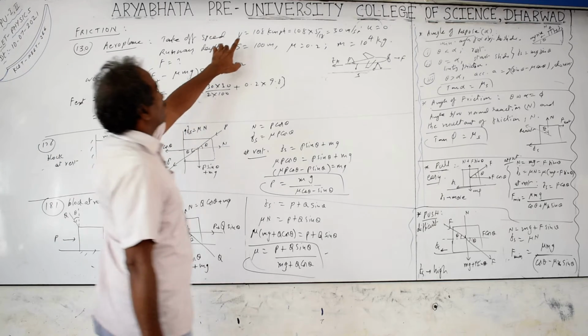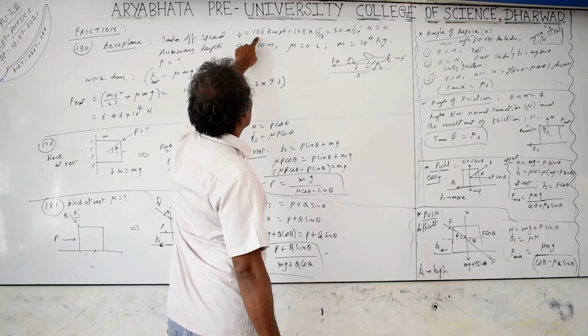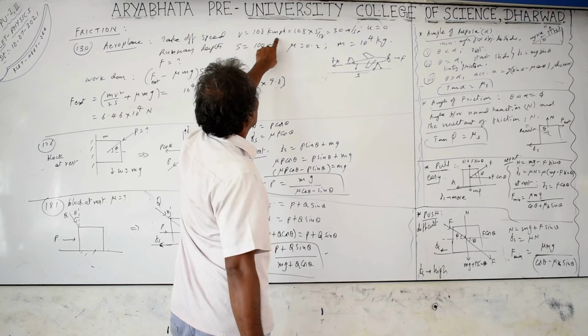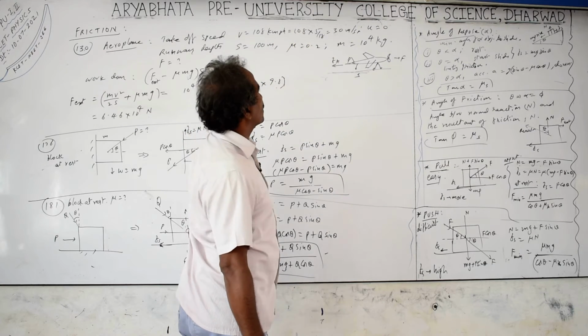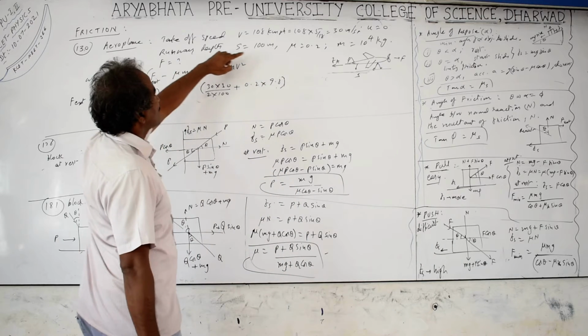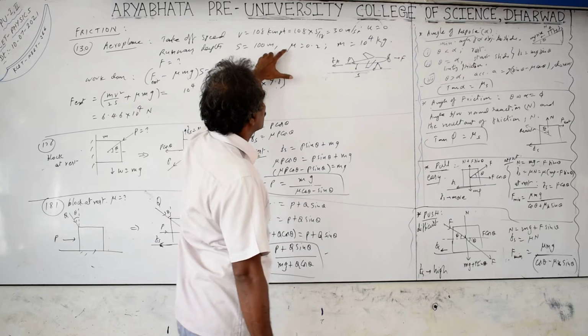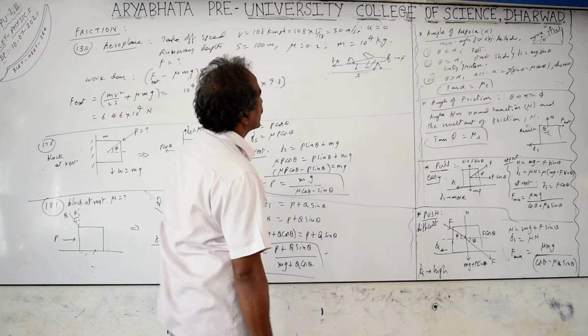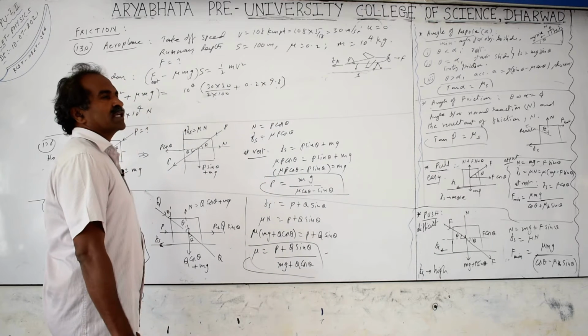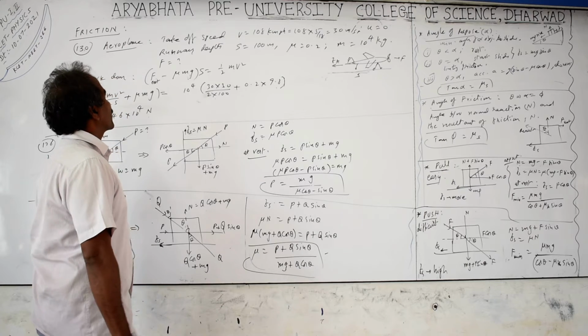Here the final velocity, starting from rest, just to take off is equal to 198 km per hour. Converted to meters per second, that becomes 30 meters per second, and the runway length is given as 100 meters, mu equal to 0.2, and the mass of the aeroplane is 10 to the power of 4 kg. 10 to the power of 3 kg is 1 ton, so we can take 10 tons.